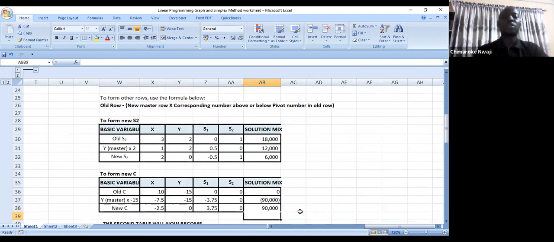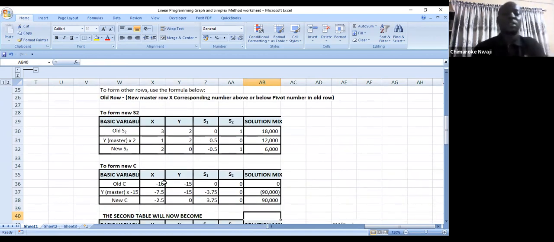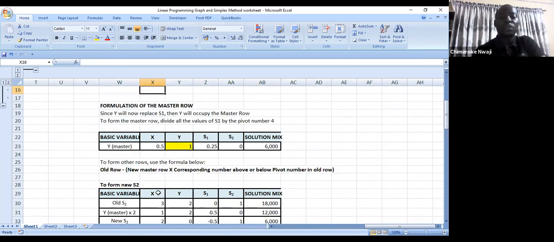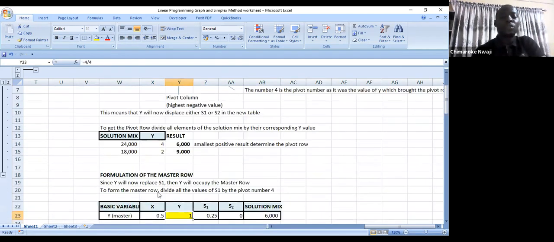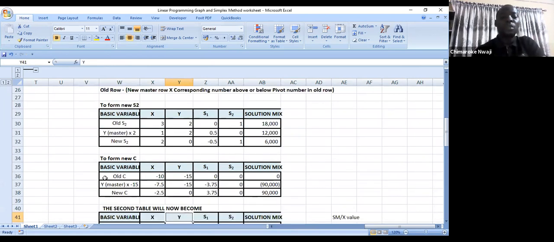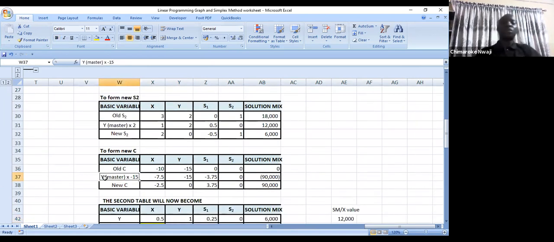Using the same approach to find our new C, this is your old C, exactly how it was in the old table. Now, we'll go and check the number below the pivot. What is it? It is minus 15. So that is what you use, minus 15, to multiply the master Y row. So when we did that, it is going to be minus 15 times whatever we have in the master row, and that's it.